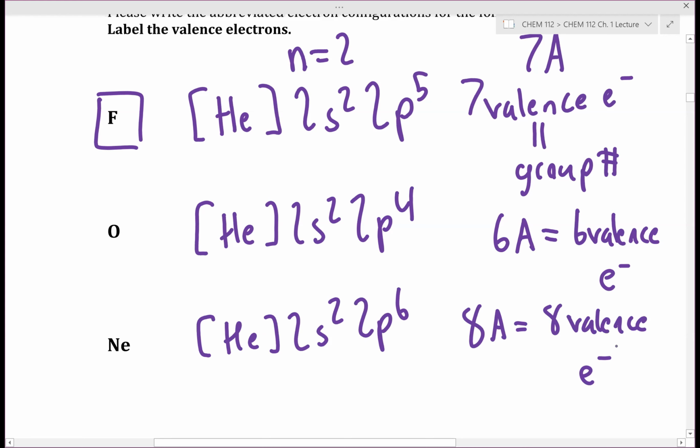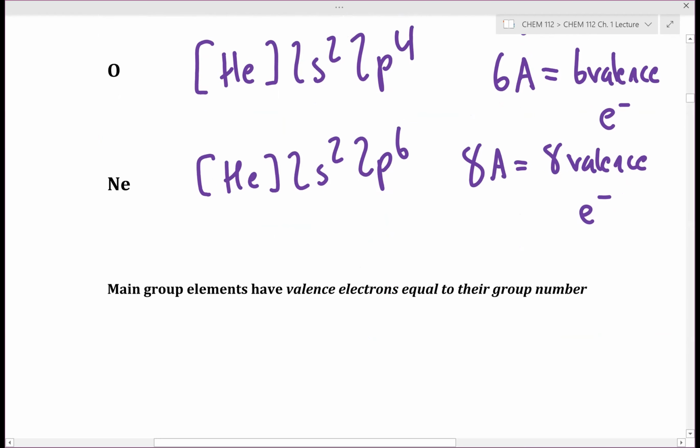Perfect. Okay. Any questions on configurations? Is everyone comfortable counting valence electrons? Okay. If we don't have any other questions, let's continue on. Just to reiterate, main group elements have valence electrons equal to their group number. Useful shortcut to keep in mind.